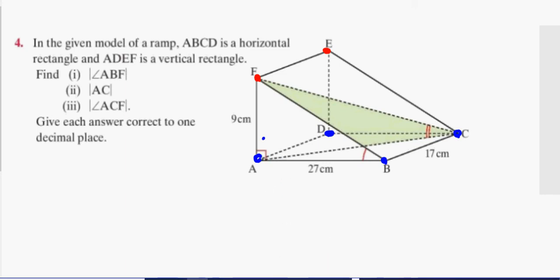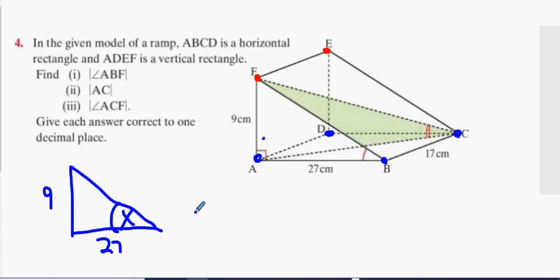What's ABF? A to B to F. Alright, no bother. What type of triangle is that? It's right angled. That's 9, that's 27. And ABF is this angle here. So what function are you going to use? Equals tan inverse it.